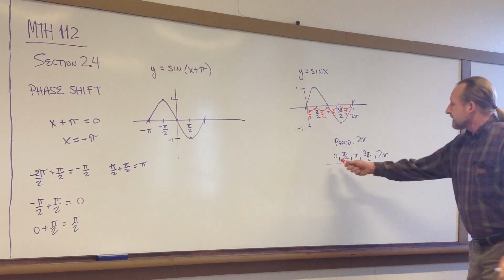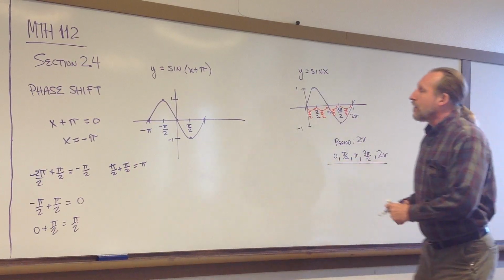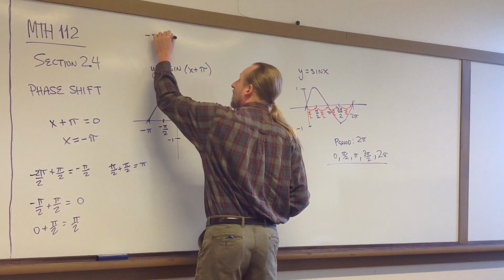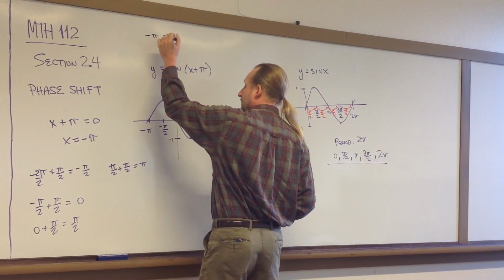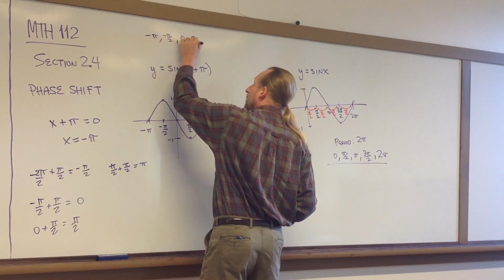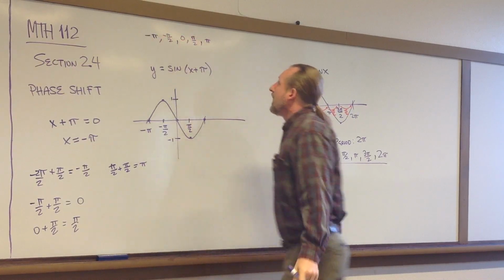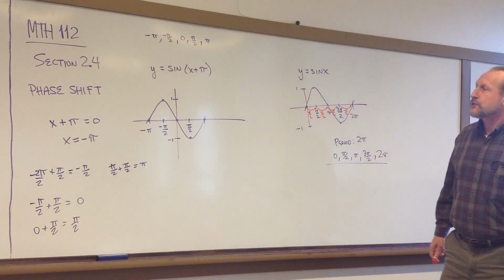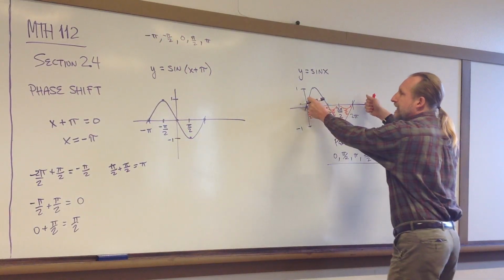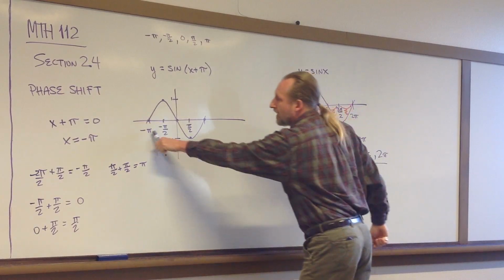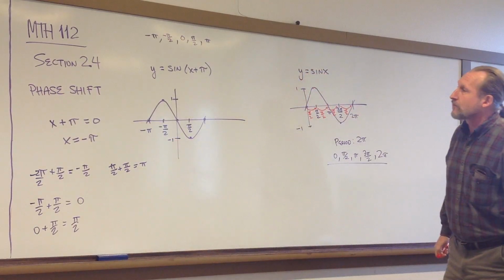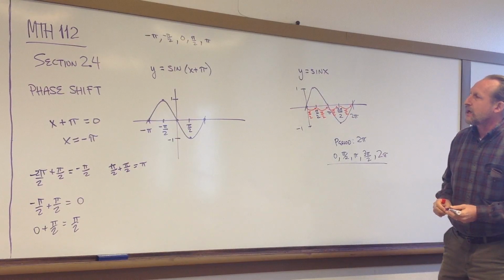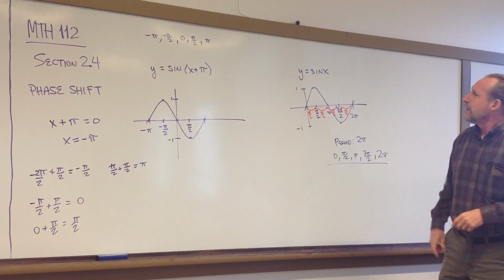Okay? So instead of having this, what we've got over here is negative pi over 2, 0, pi over 2, and pi. Notice that the period is still 2 pi. Okay, that hasn't changed. What we've done is we've taken this and we've shifted it back this way, a distance of pi. All right, so there's the first example. That's the sine of x plus pi.